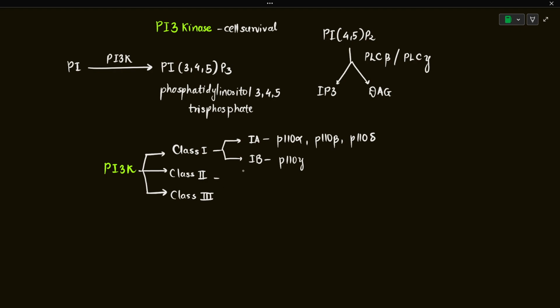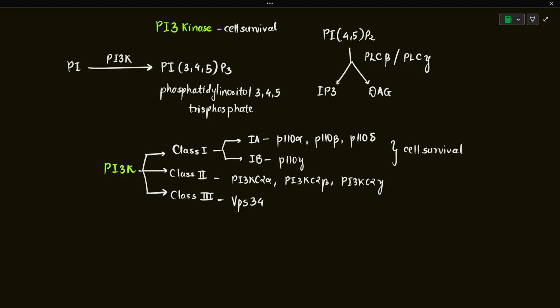The class 2 PI3 kinases are PI3 kinase C2 alpha, PI3 kinase C2 beta, and PI3 kinase C2 gamma. So these are the different types of class 2 PI3 kinases. On the contrary, class 3 PI3 kinase has VPS34 as an example. So all of them are going to result in different outcomes. The class 1 PI3 kinases result in cell survival, and that we are going to discuss today.